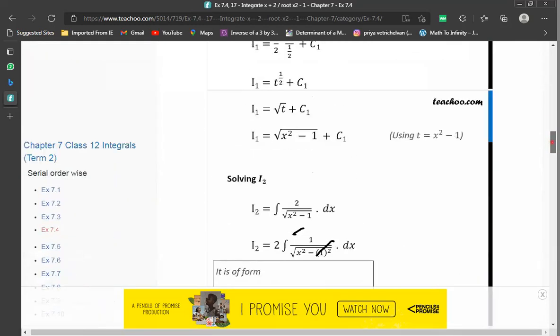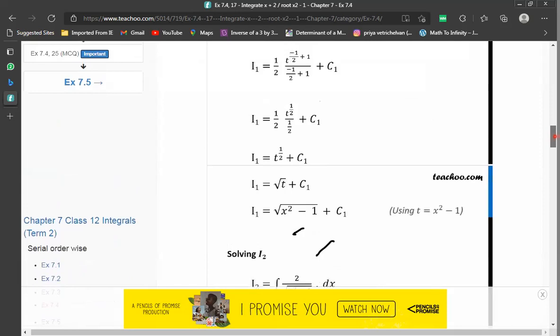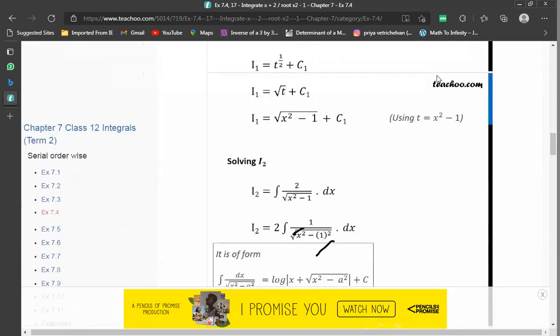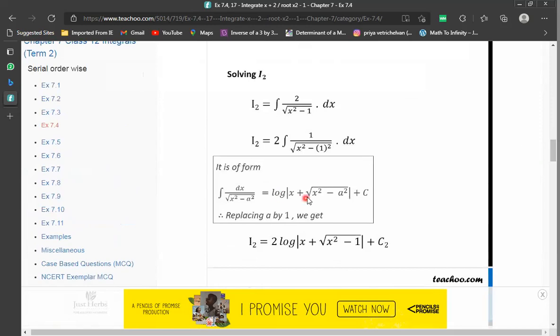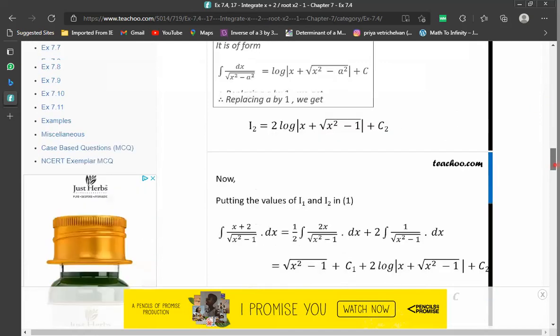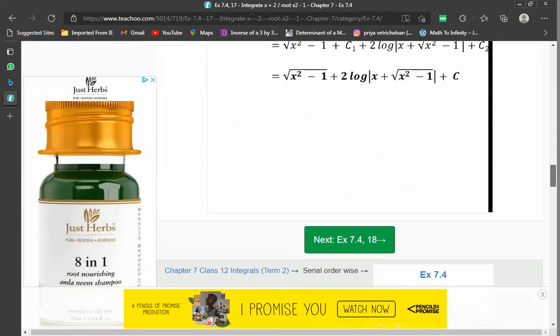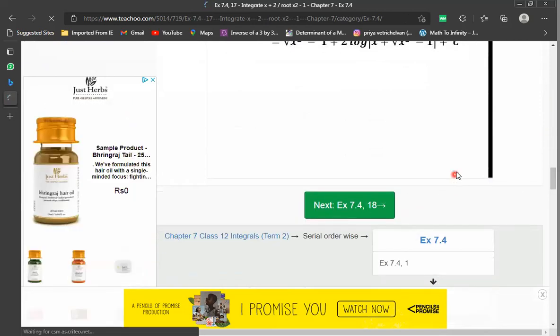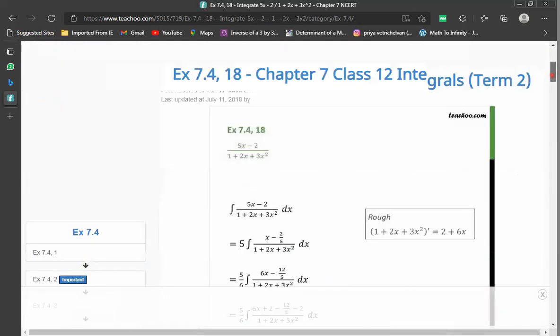The first part can be integrated. The second part can be integrated by using this form, which is log of x plus square root of x square minus a square. So in this, the value of a is 1 and x is x. That's it. At last, you have to club the results of I1 and I2, and you will get the final result. Okay.